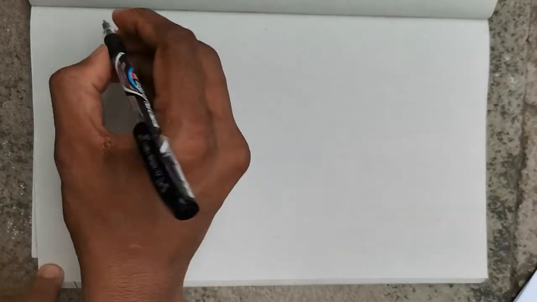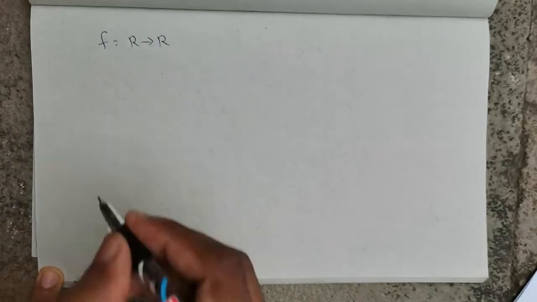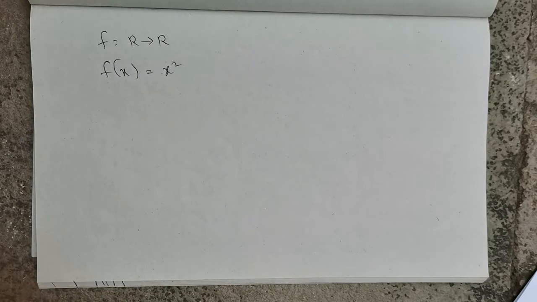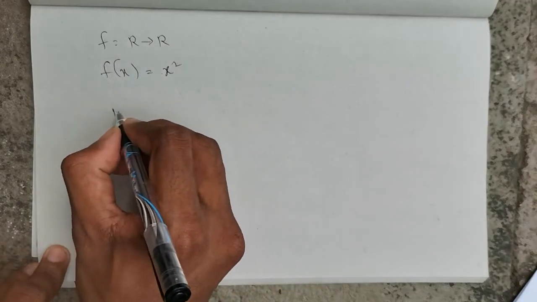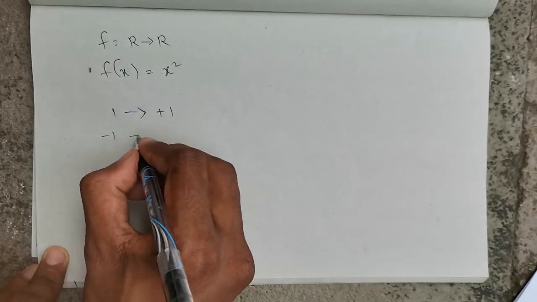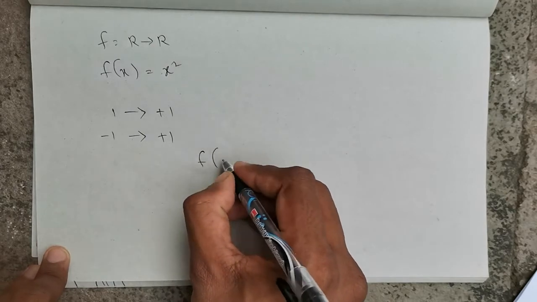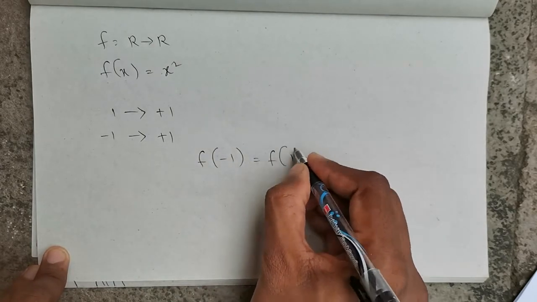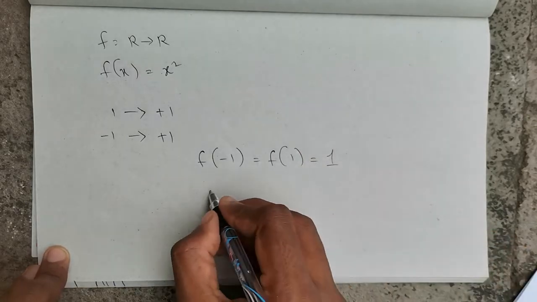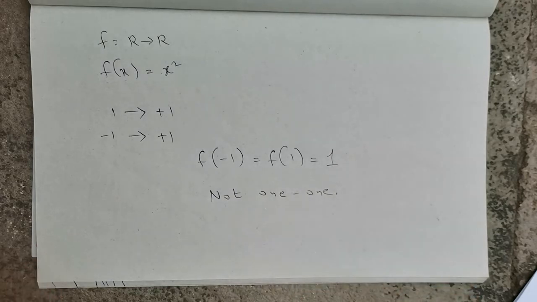Next, one more function he gave. F is a function from R to R, and f of x is equal to x square. Already we discussed this. If I substitute plus 1, I am getting the answer plus 1 only. If I substitute minus 1, then also I will get the answer plus 1 only. So f of minus 1 is equal to f of plus 1 is equal to plus 1. So this is not a 1 function.